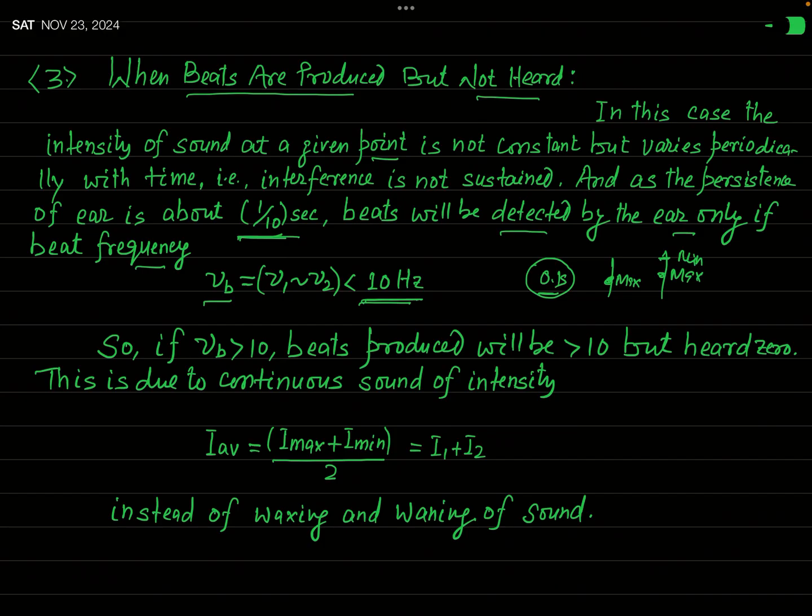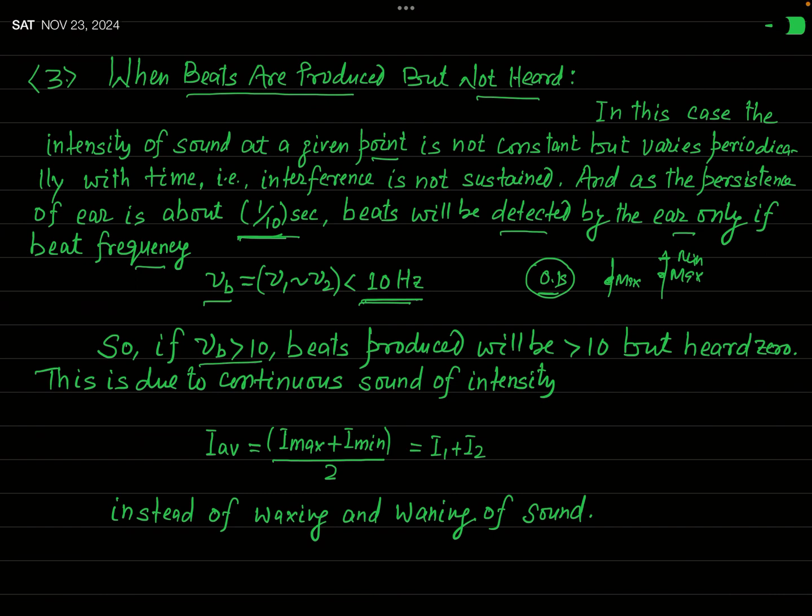But now consider that beats are being produced and the beat frequency is greater than 10. For example, per second 20 beats are produced. Per second 15 beats are produced. Per second 100 beats are produced.